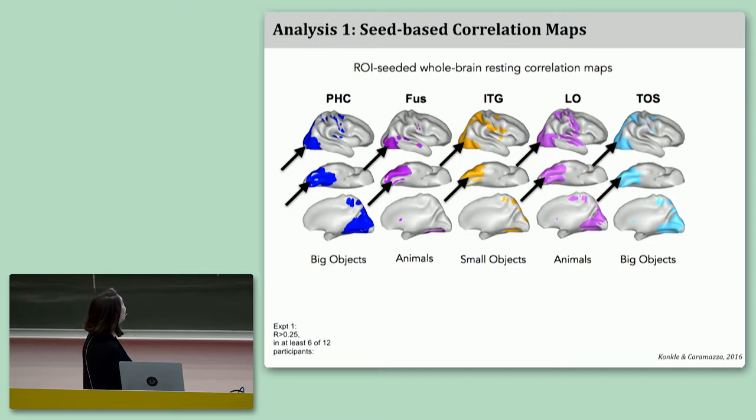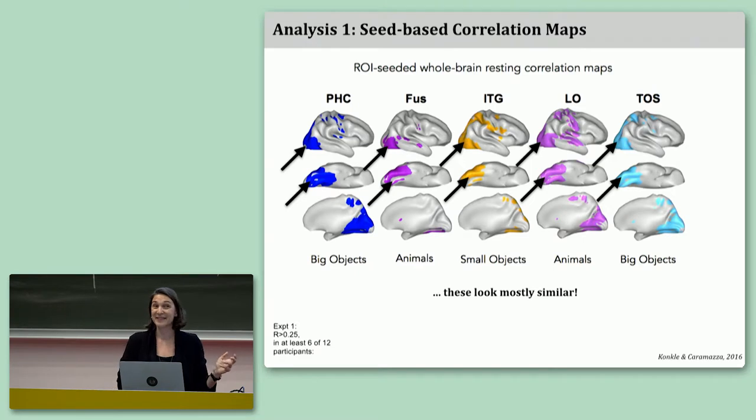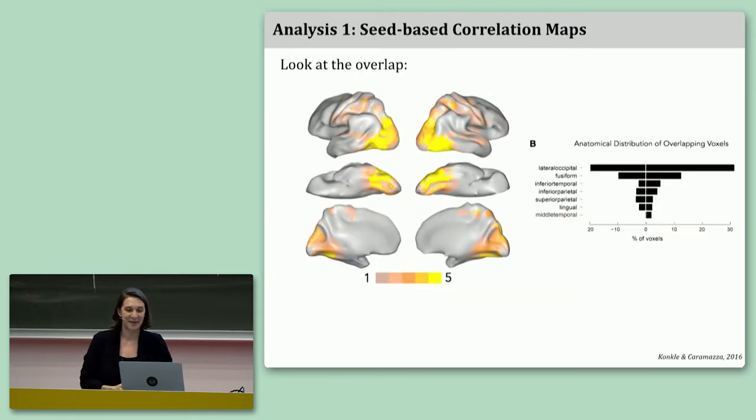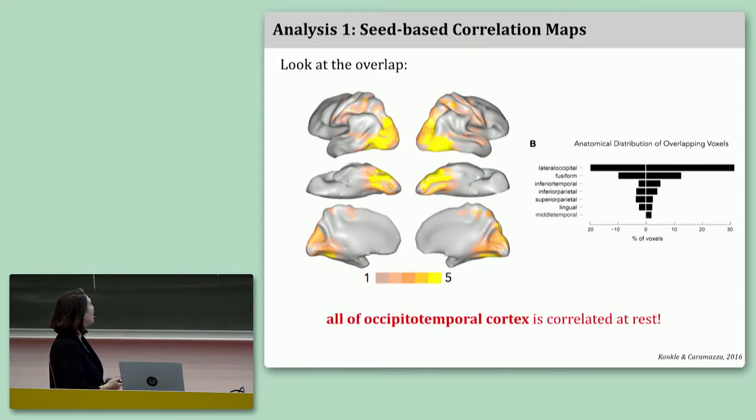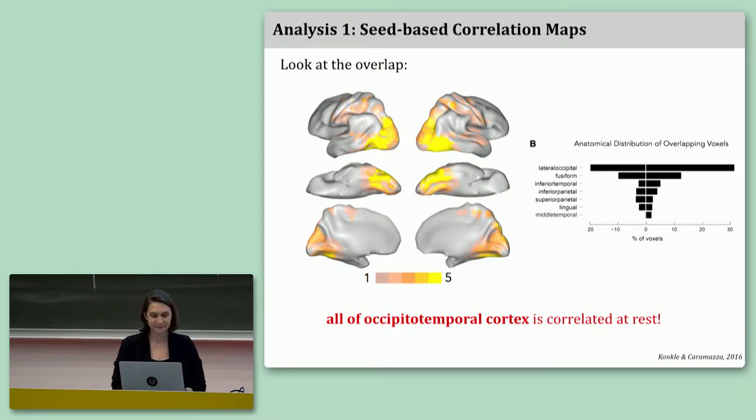I'll just draw your attention to the occipitotemporal cortex in the back, where you can see that basically every single seed seeds the whole occipitotemporal cortex. There are some differences, but these look mostly similar. And you can quantify that, so every voxel that's yellow is one that's in the network of all 5 of the seed regions, and you can see basically all of occipitotemporal cortex is correlated at rest.